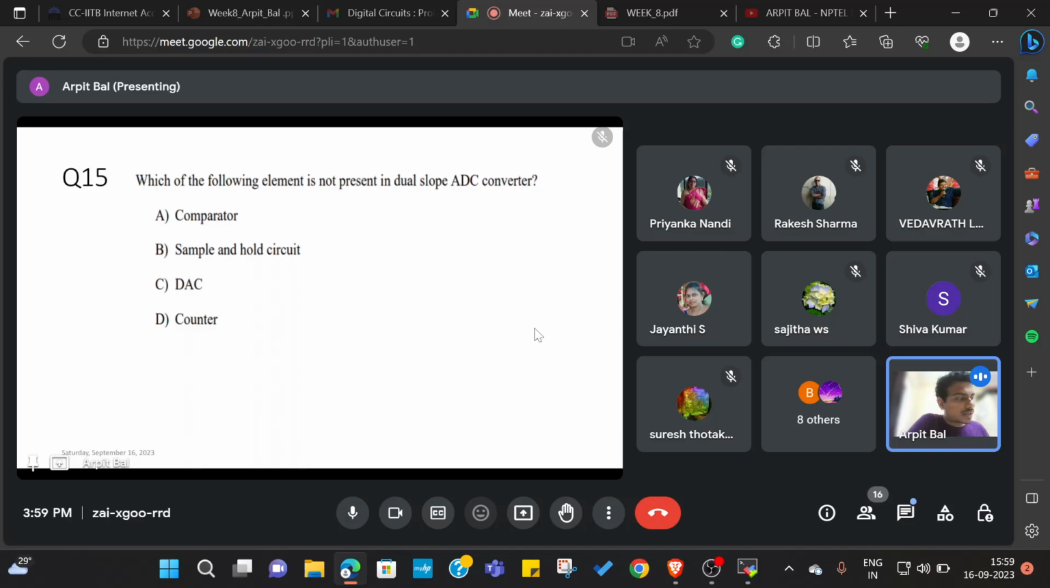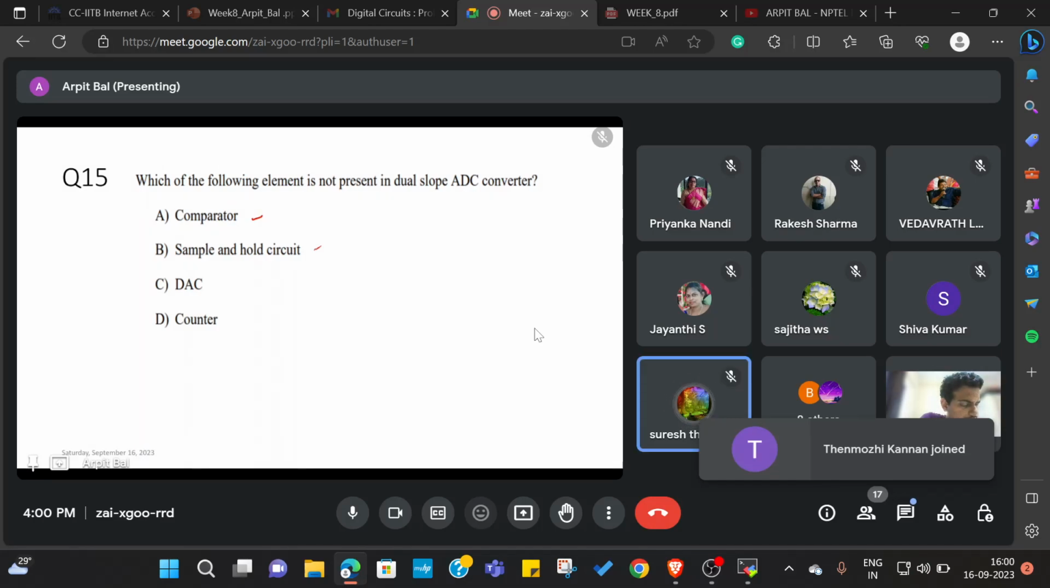Okay, first tell me, is a sample and hold circuit present? Yes. Okay. Is a comparator present? Yes. Okay. Counter, I think, is not present. Okay. So counter is present in which ADC? Actually, why is an ADC having a DAC?